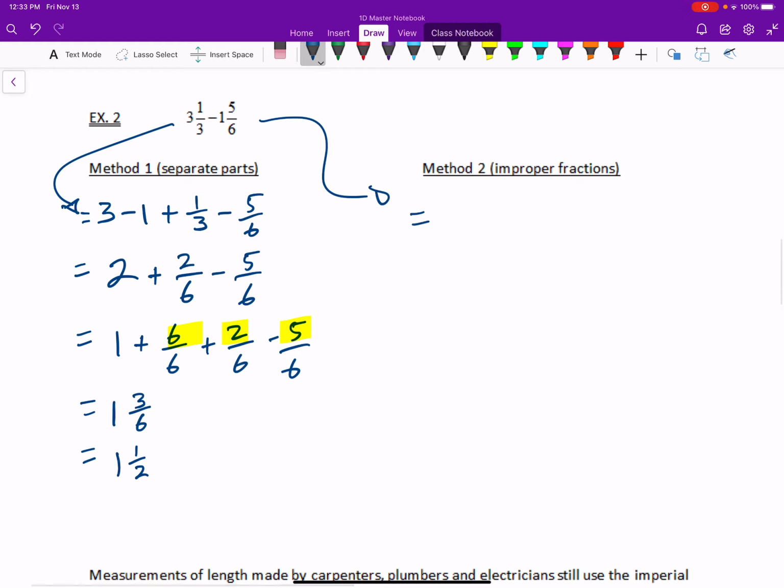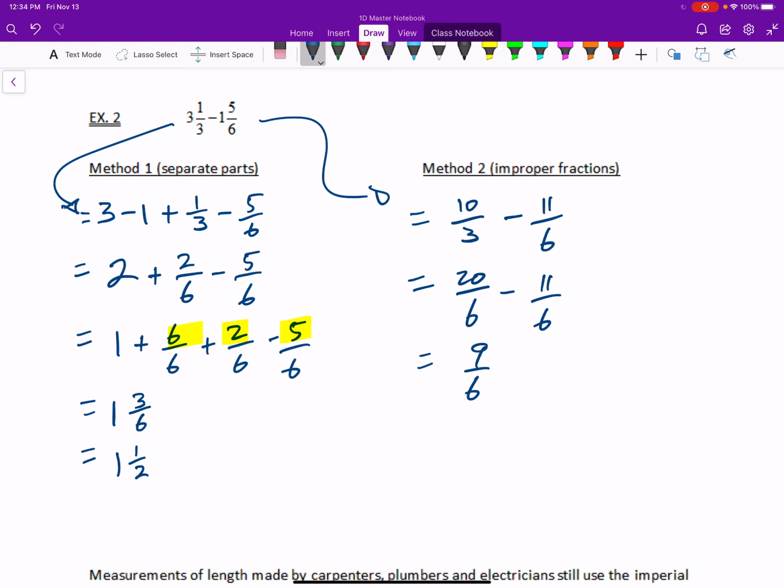So change the first fraction into an improper fraction. 3 times 3 is 9, plus 1 is 10 over 3. The second fraction, 1 times 6 plus 5 is 11 over 6. Get a common denominator. Again, 6 would work, so if I multiply top and bottom of the first fraction by 2, I get 20 over 6. That shouldn't be an equal sign, should it? That should be minus. Subtract, I get 9 over 6.